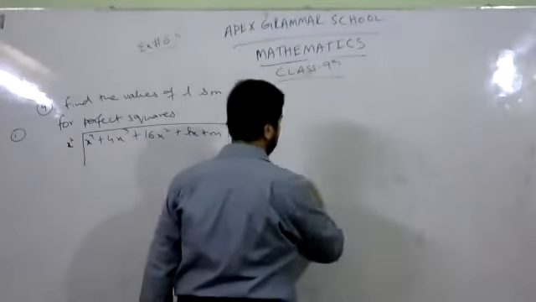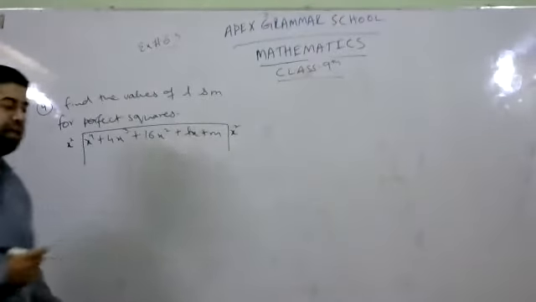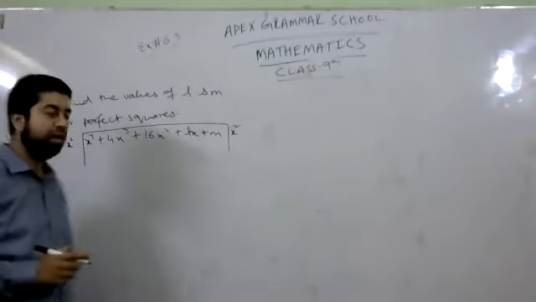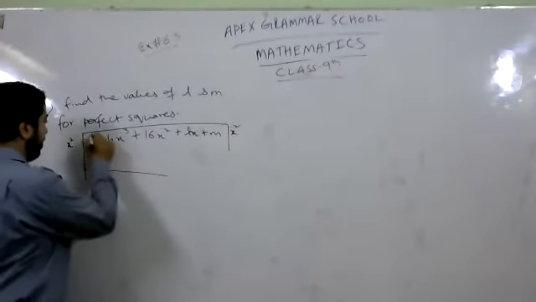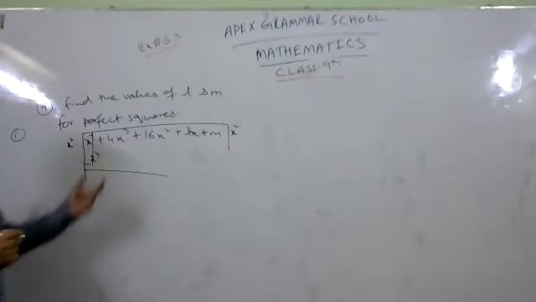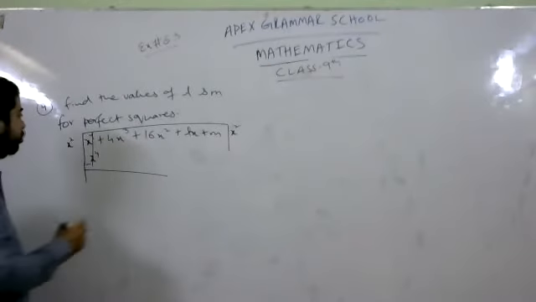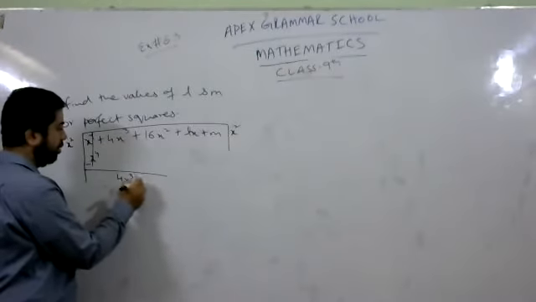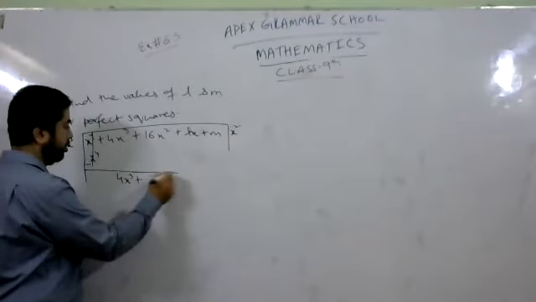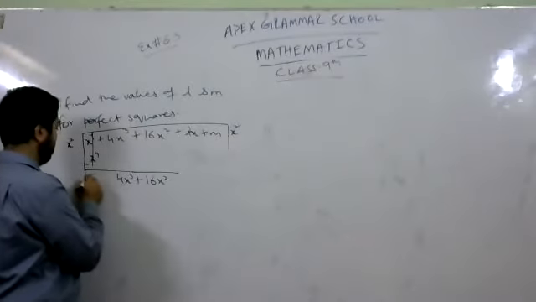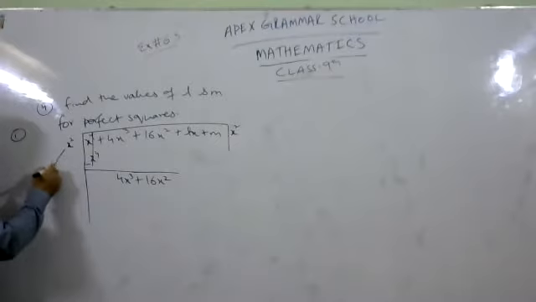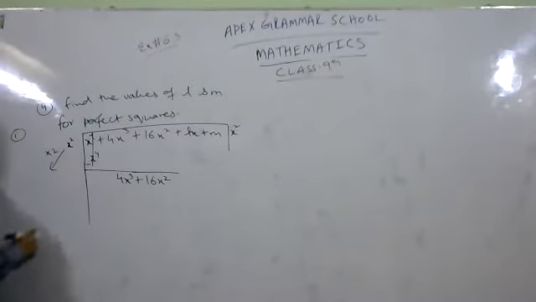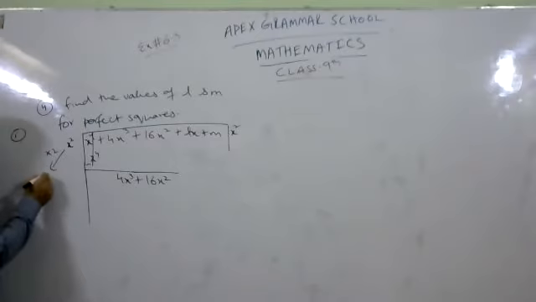Now multiply this x squared with this x squared. That will make x raised to the power 4. Change the sign and cancel it. And now this 4x cubed plus 16x squared, and multiply this x squared with 2. After multiplying this with 2, it will make 2x squared.